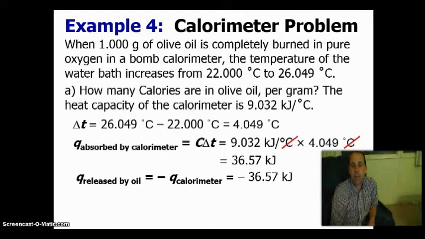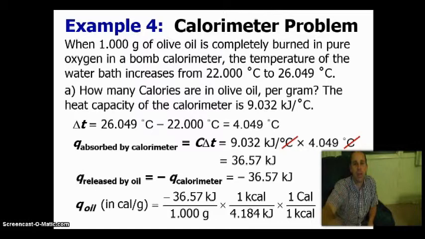You see how we changed the sign, right? Because it was 36.57 kilojoules of energy that the calorimeter had absorbed, positive number, but it's 36.57 kilojoules of energy that the olive oil released, negative number, right? All right. Then I can take that amount of energy, put it over the 1 gram, because that's how much energy it released, 36.57 kilojoules per gram of olive oil. And then I convert those kilojoules of energy into kilocalories of energy, or calorie with a big C.